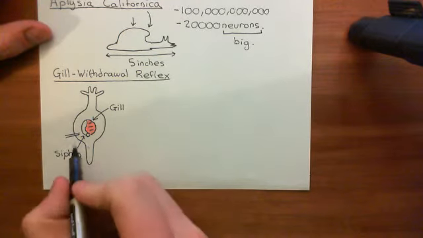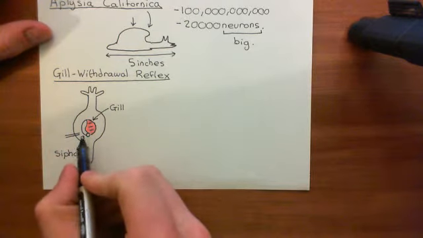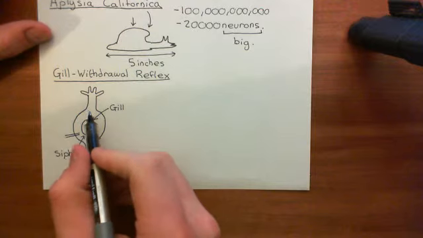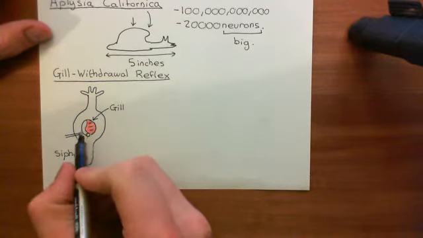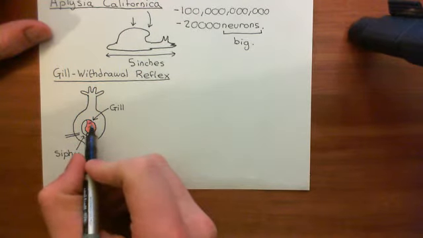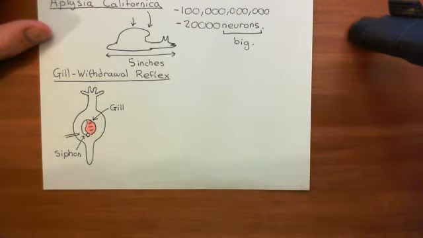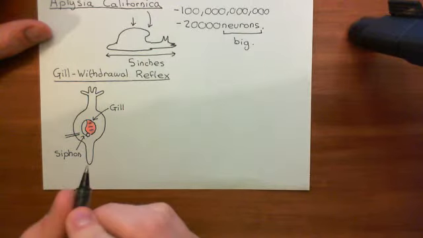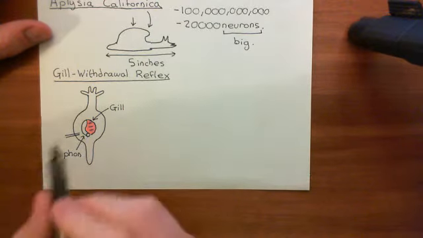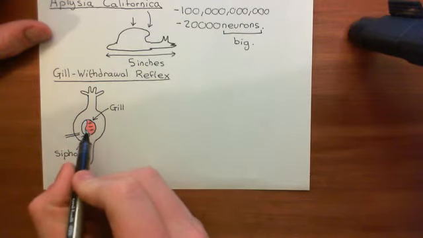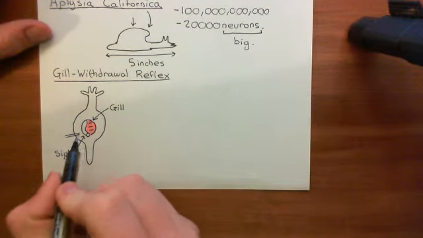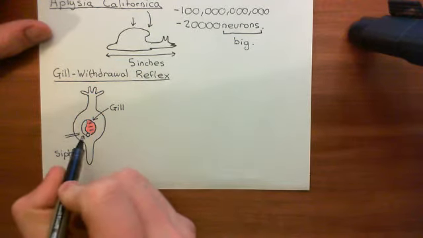Just to remind you, the gill withdrawal reflex involves dropping water onto the siphon on the back of the Aplysia californica and watching the gill, which is this flap of muscle, contract and cover over the siphon, basically. What we firstly want to see is what actually is involved in this gill withdrawal reflex. What is the neural circuitry involved here?